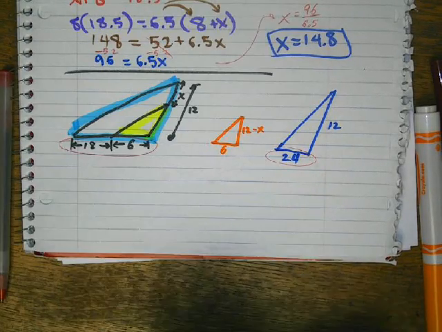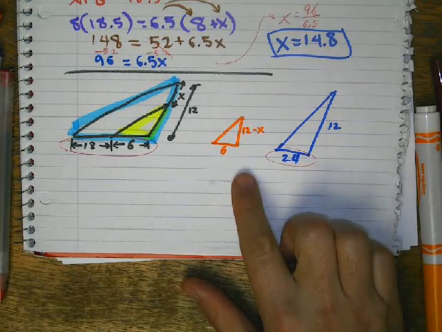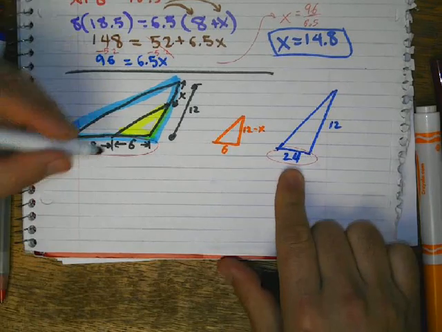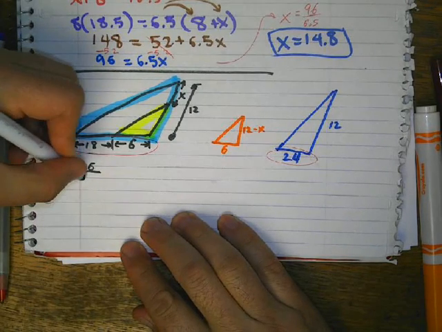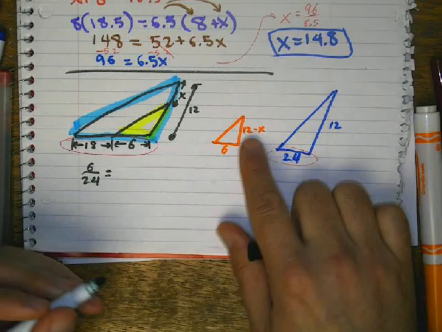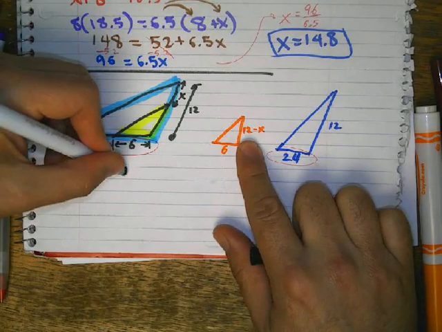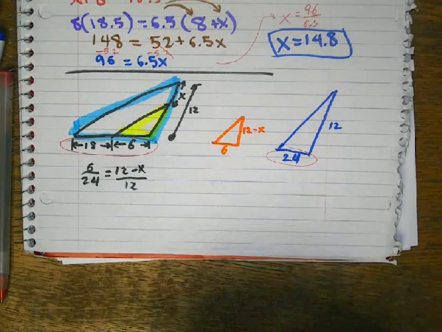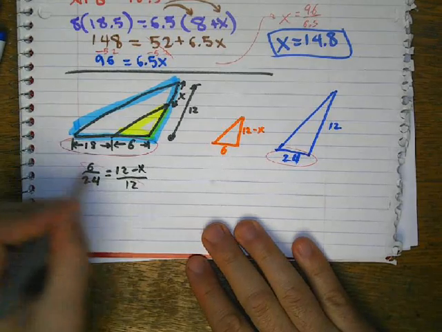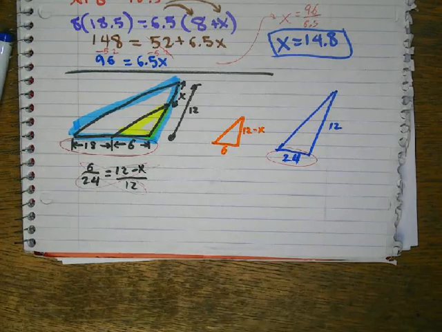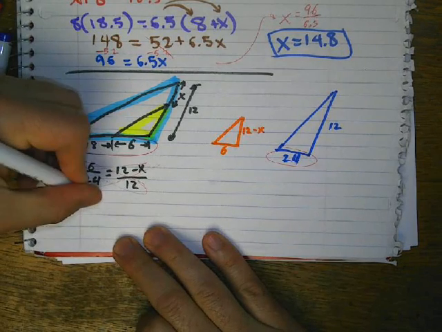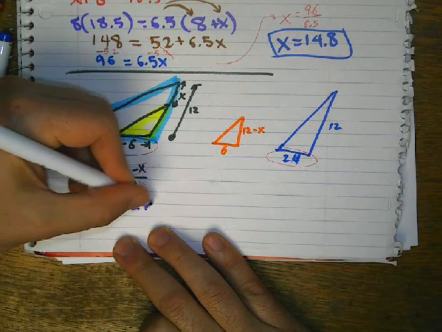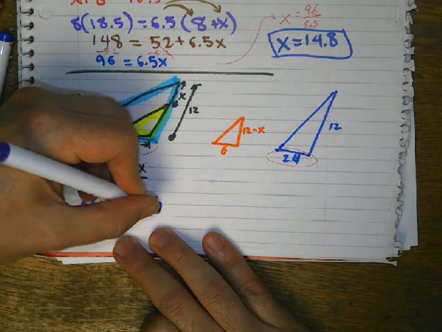And now I can set up my ratios. Okay, so we've got 6 over 24 equals 12 minus x over 12. Okay, so once again, we're going to cross multiply, and then we get 6 times 12 equals 24 times 12 minus x.